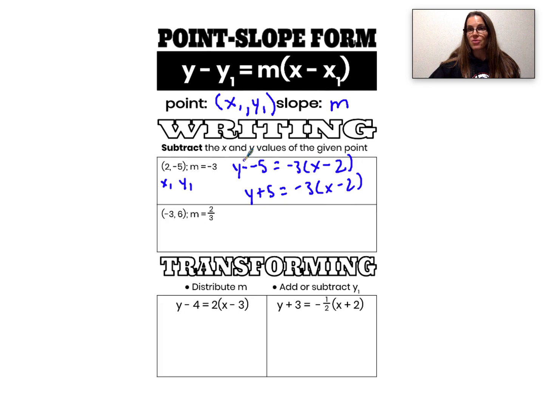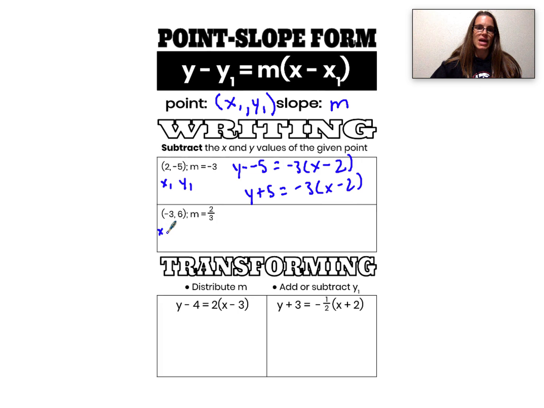This first line is not required if you're really comfortable with point-slope form and you know that if the y-coordinate is negative, then we're just adding. That's totally fine. Writing this first line is probably more helpful in terms of making sure you don't make a small mistake, but I'm okay with either.